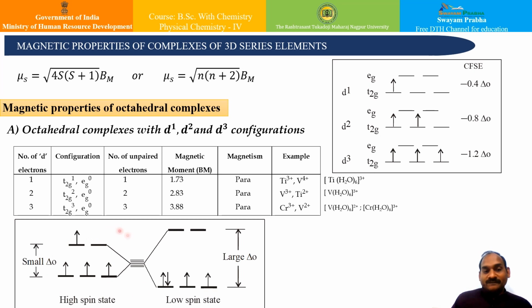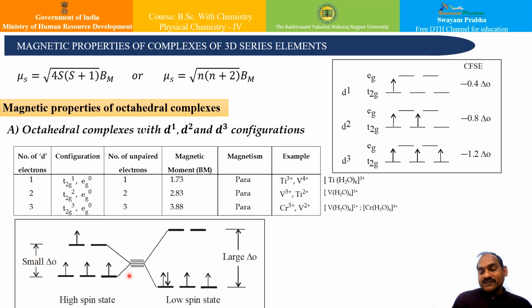Look at this figure. This is the case. On the other hand, if my ligands are strong, the strong field ligands cause large splitting of d orbitals. You can see this part of the figure. As a result, my crystal field splitting energy will be greater than the pairing energy, and therefore pairing will be preferred and a low spin complex will be formed.